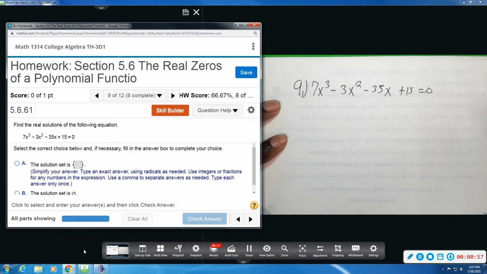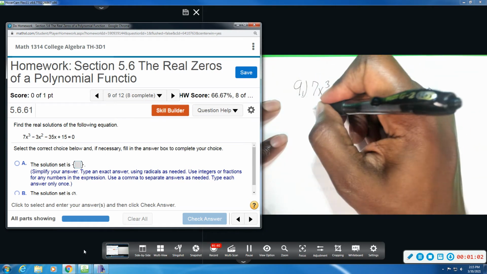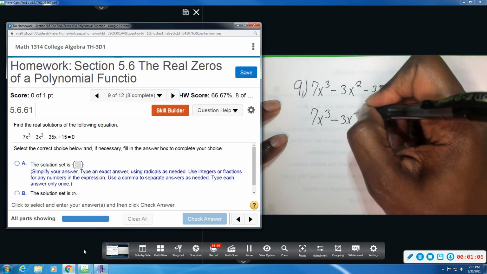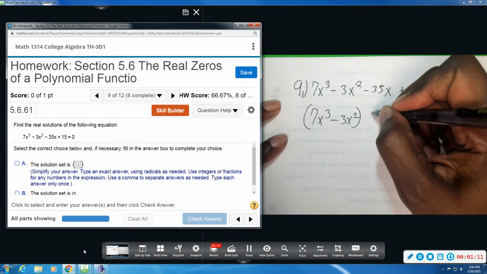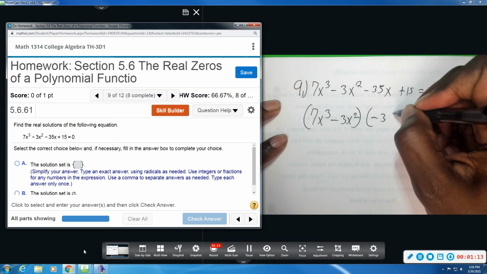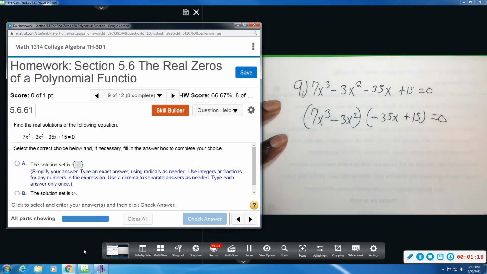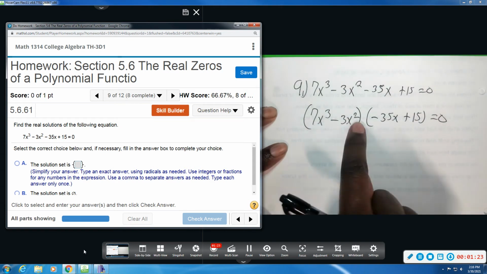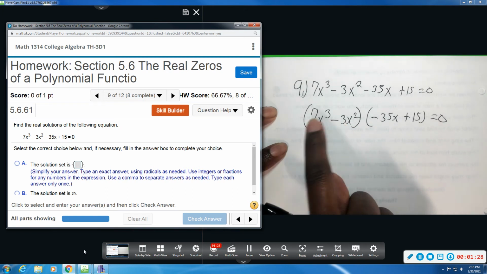Okay, so the way we do factor by grouping, we're going to group the first 2 terms together. I'll put them in parentheses. We're going to group the second 2 terms together. Negative 35x plus 15. So you group them 2 at a time. And then we're going to factor out the biggest thing that these guys have in common. So the numbers 7 and 3, they're both prime. They don't have anything in common.